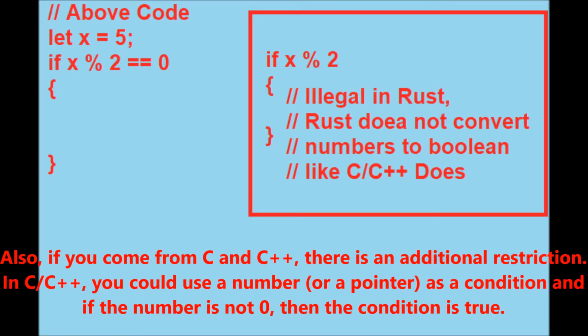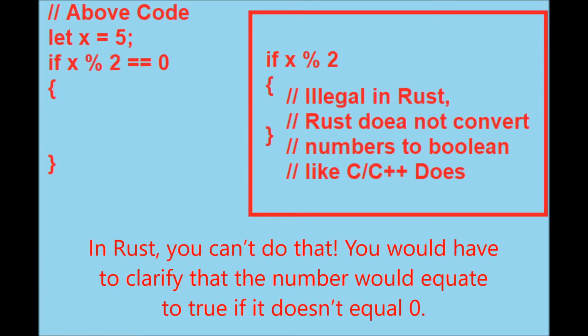Also, if you come from C and C++, there is an additional restriction. In C and C++, you could use a number or a pointer as a condition, and if that number is not 0, then the condition is true. In Rust, you can't do that. You would have to clarify that the number would equate to true if it doesn't equal 0.